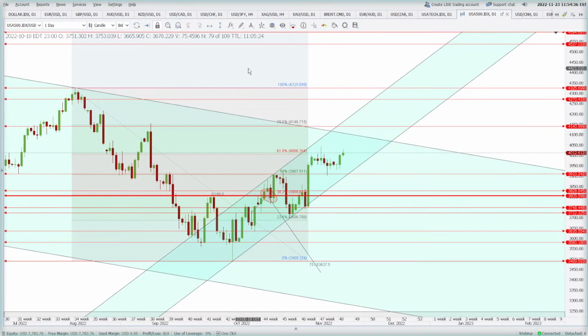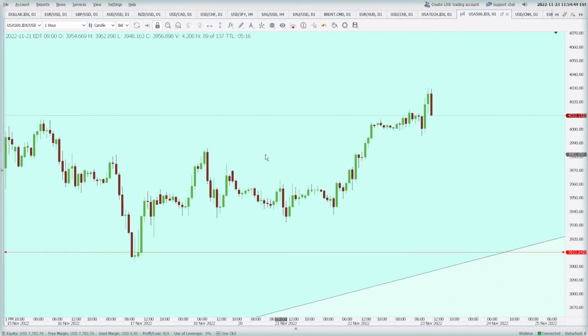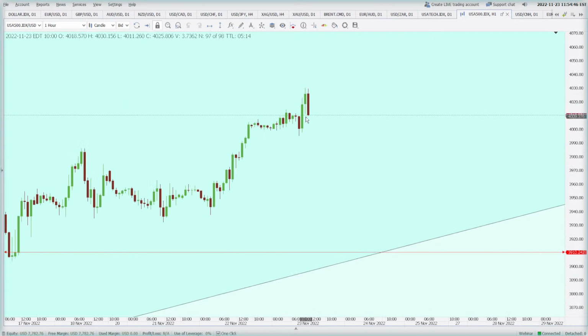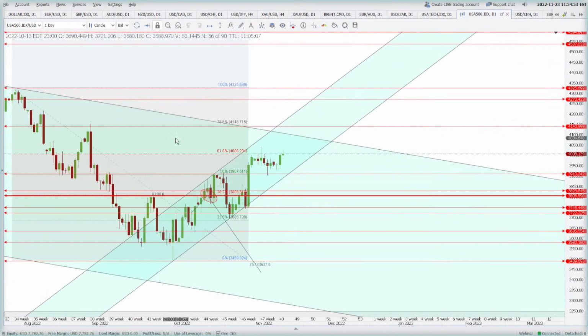USA 500 on the daily. Yesterday it was a very good candle. Today it went higher, but is now trying to go lower. If I show you on the 1 hour, you see it made a high, but now that is being reversed. So what does it mean? The buyers are not happy. They are not able to push the prices higher, whatever may be the reason.